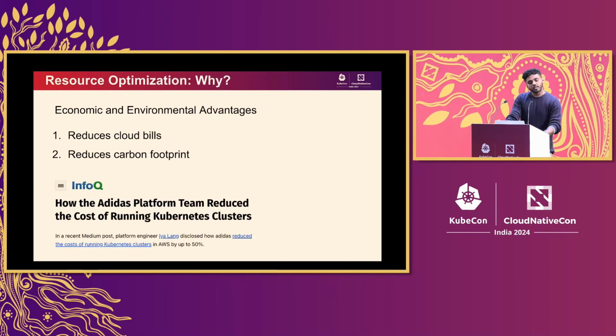Right. So let's answer the question, why would you want to optimize resources? The reasons are twofold. First, it will help you reduce your cloud bill. If you have a very large cluster or multiple clusters, you can see a significant decrease in the amount of money you spend running your workloads in the cloud. And it will also help you reduce your cloud footprint, which is very important in the current environmental circumstances.